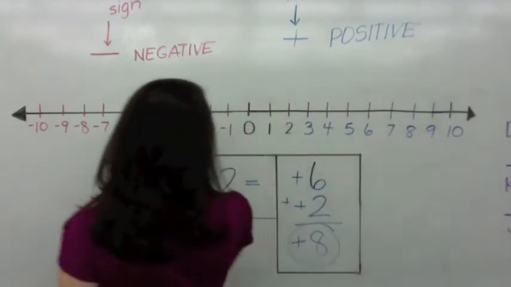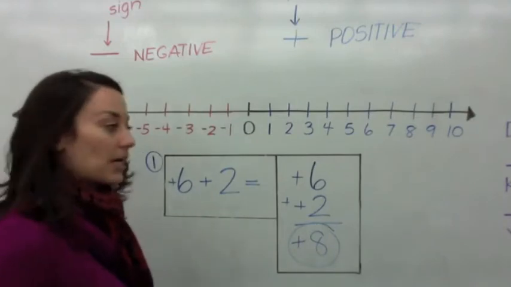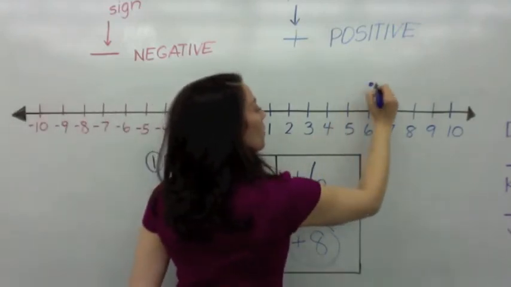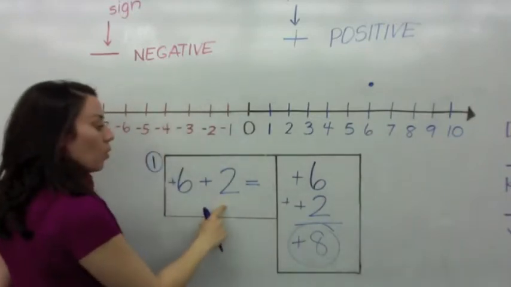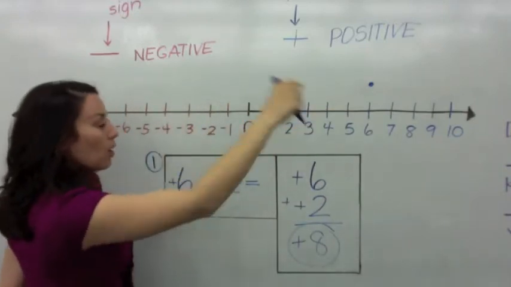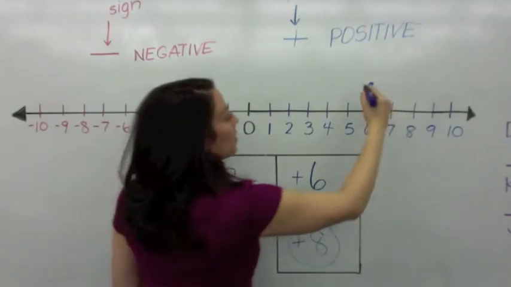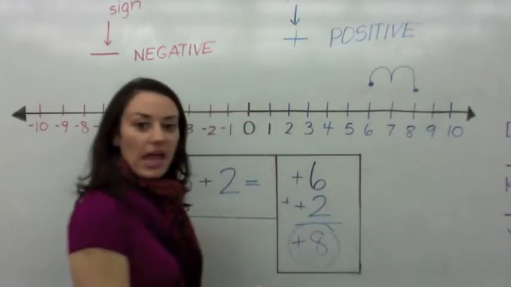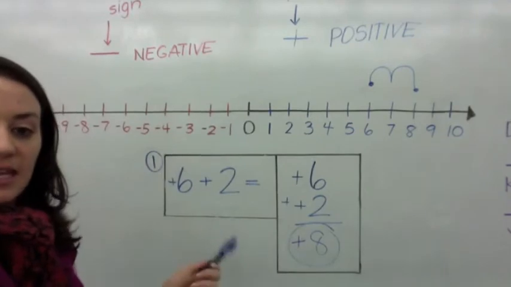And now let's verify positive 8 on the number line. So we're going to start at positive 6. We're going to add 2, or move in the positive direction 2, positive to the right. 1, 2. And what is the answer? Is it positive 8? Yes. Go ahead and get that down.